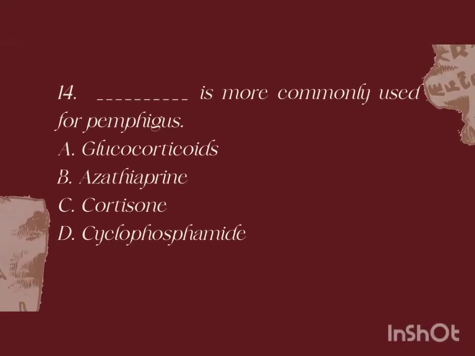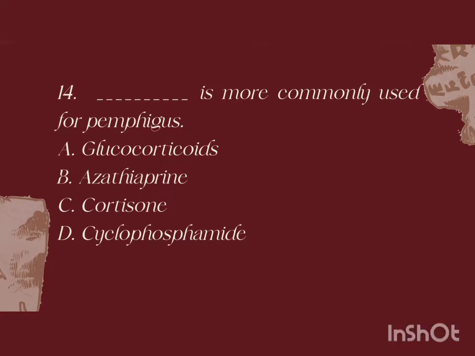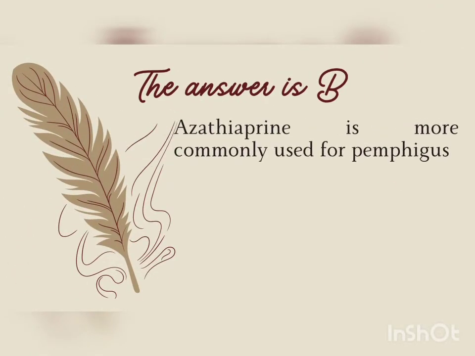Number 14. Blank is more commonly used for pemphigus. A. Glucocorticoids. B. Azathioprine. C. Cortisone. D. Cyclophosphamide. The answer is B. Azathioprine is more commonly used for pemphigus.